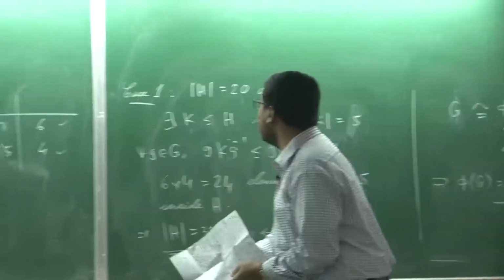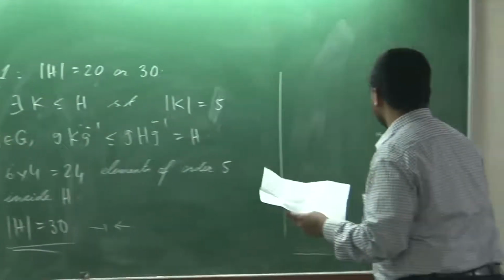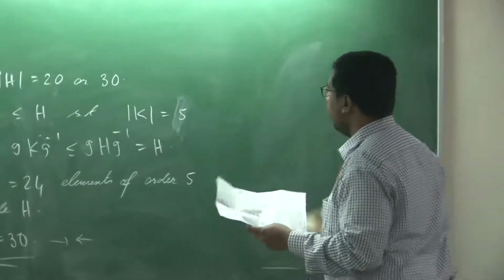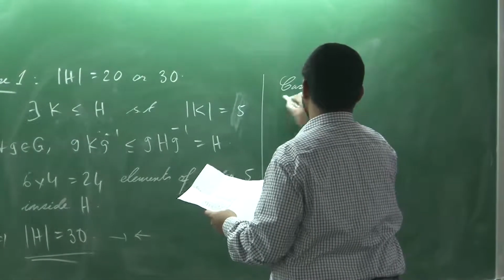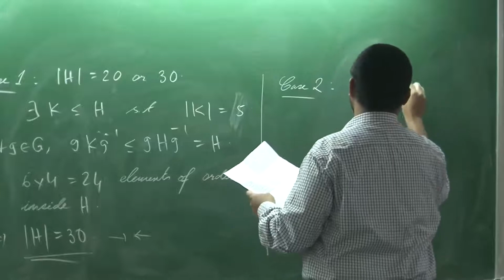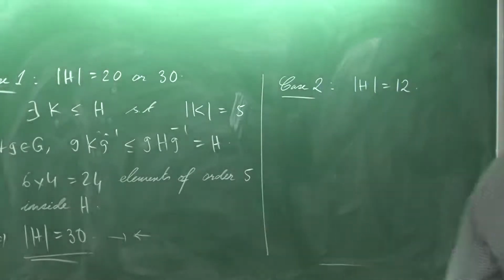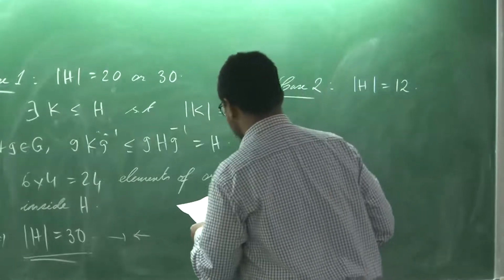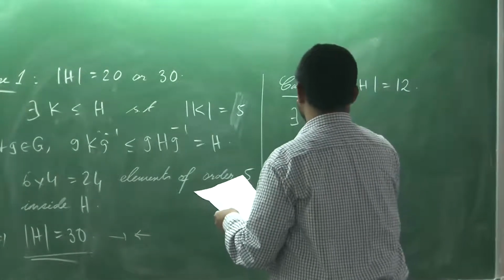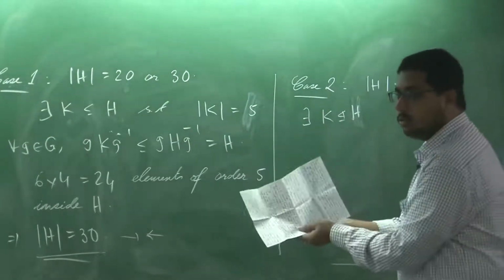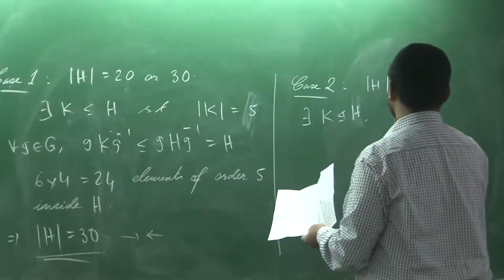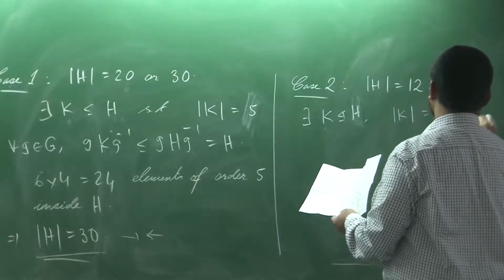So in both the cases, we arrive at contradictions. Now we are left with only the case H is 12. With that, I will finish this lecture. Case 2, when H is 12. Inside H, of course, we have a normal subgroup, because in a group of order 12, either the Sylow 3 subgroup is normal or the Sylow 2 subgroup is normal. So there is a normal subgroup K of order 3 or 4.